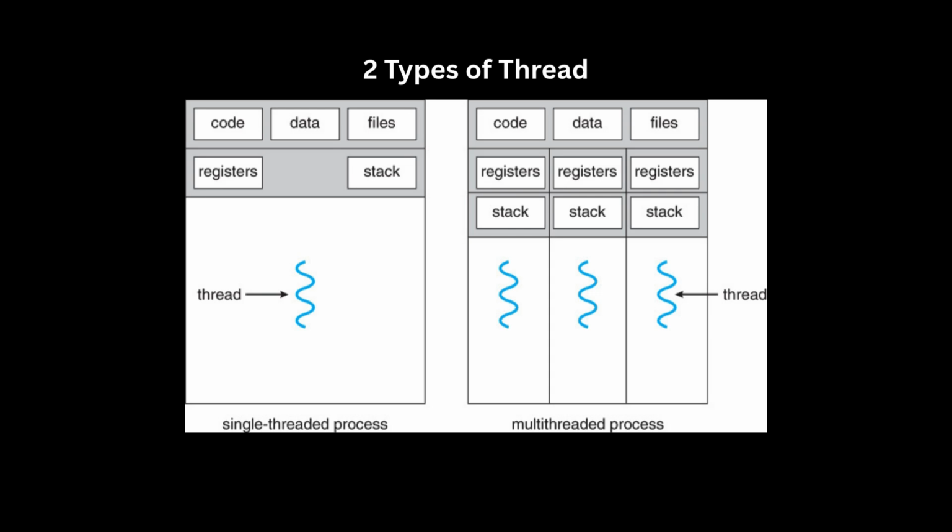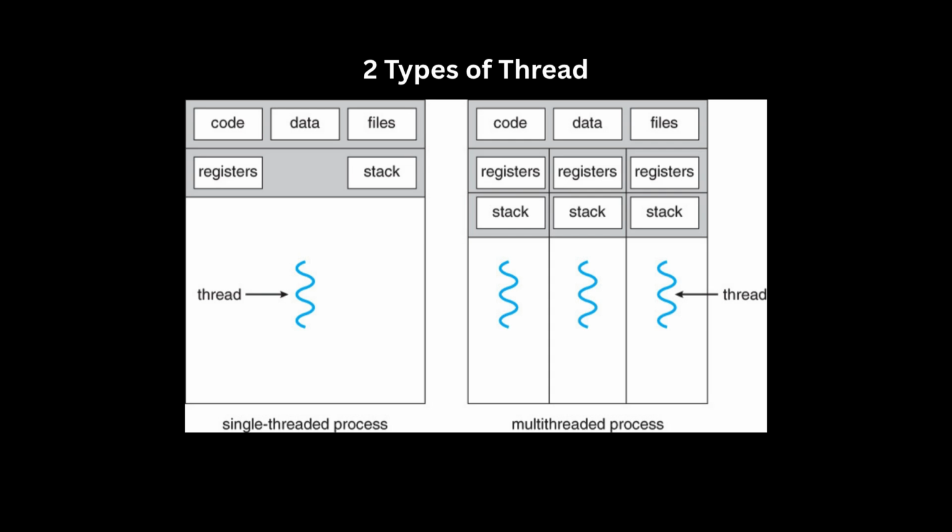Now let's take a look at the multi-threaded process. These are also called lightweight processes, and they allow a program to have multiple threads running at once. Each thread has its own program counter, its own stack, and its own set of registers. So each thread can run its own set of instructions, sometimes at the same time as others, especially on a multi-core CPU.